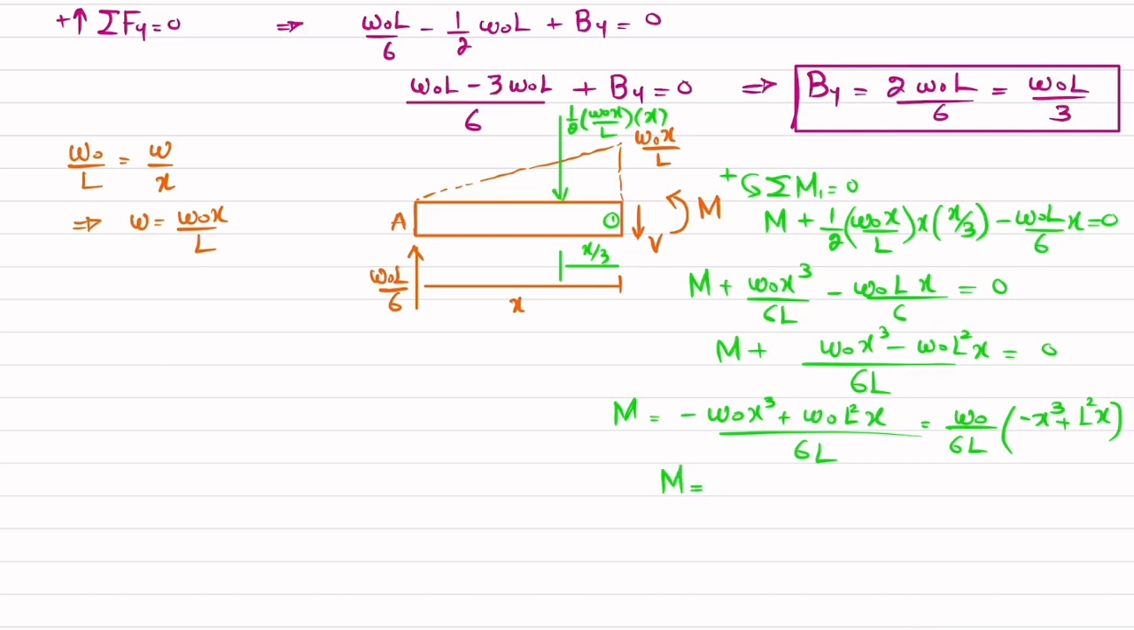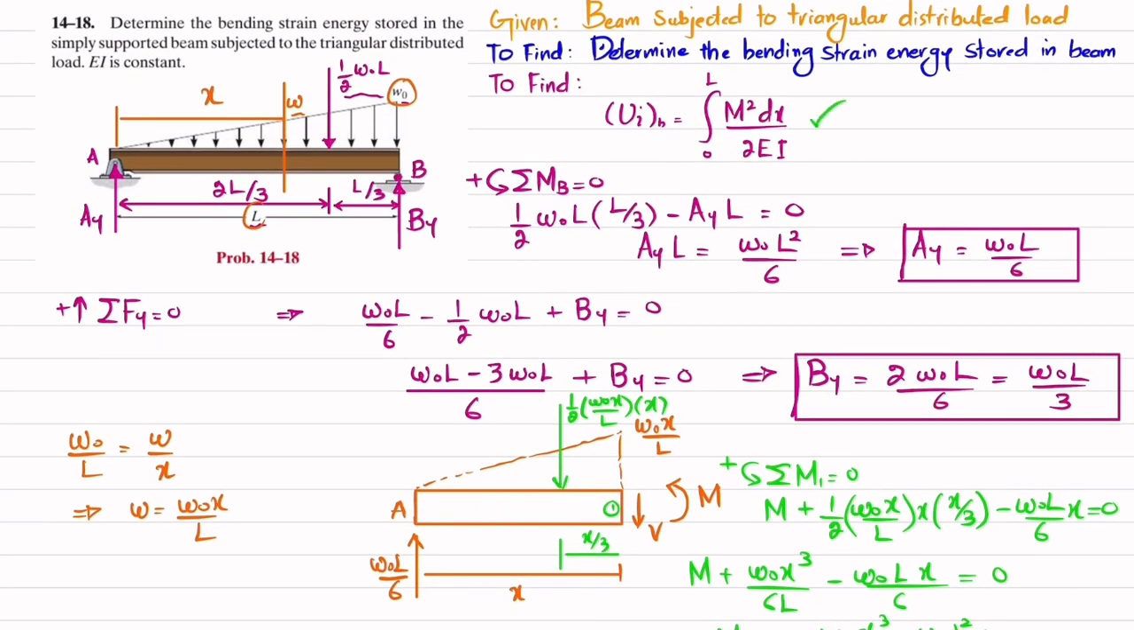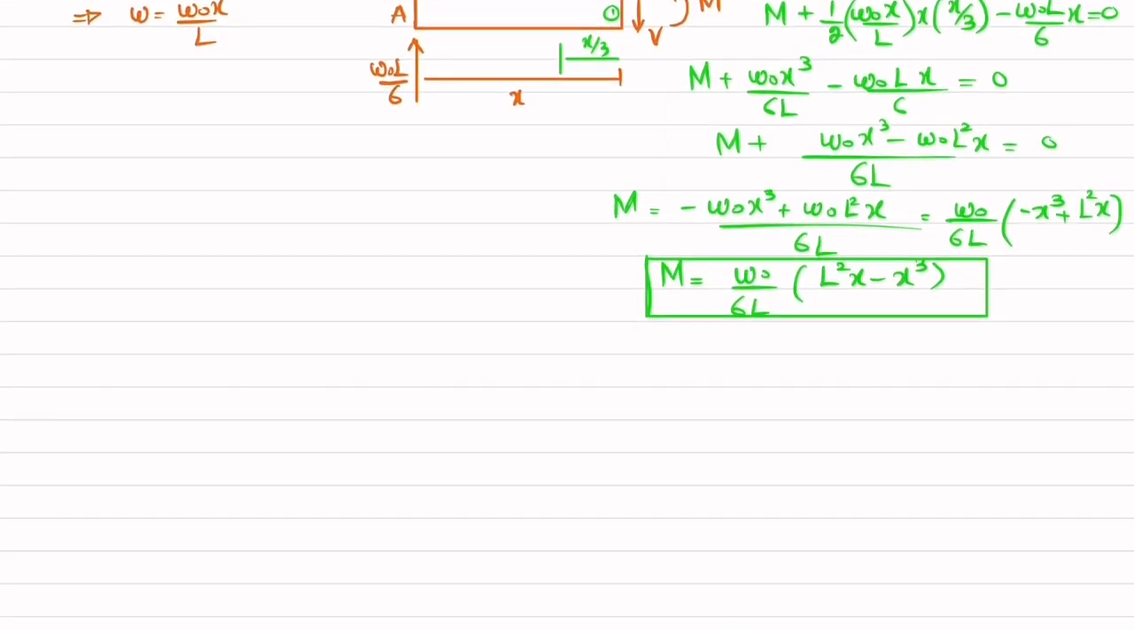Now you can also write the moment equation as W0 over 6L times L square X minus X cube. So this is the moment equation. Okay. Now we will use this moment equation in order to find the bending strain energy. So let's move. We know that bending strain energy is equal to the integral from 0 to L of M square dx divided by 2EI. So just put the value of moment over here.